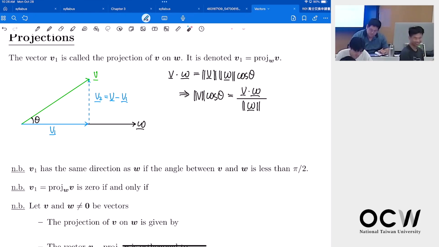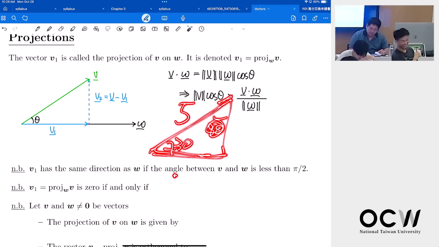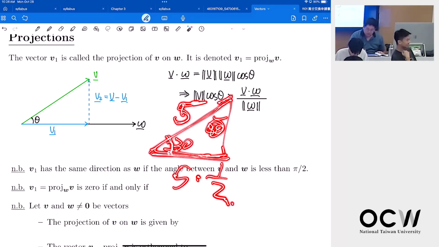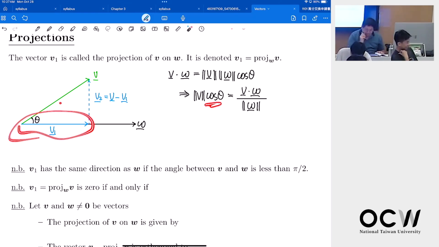All right, if this angle is 30, right? Here is 5. Then this length should be, here is 30, then this length is 5 times 1/2. I think so, yeah. So this length is 5, okay, times cosine theta. You'll get the magnitude. The length times cosine, you get the length of v1.